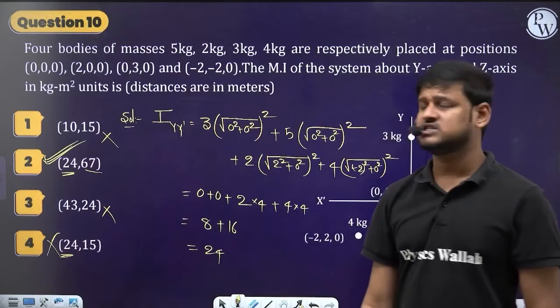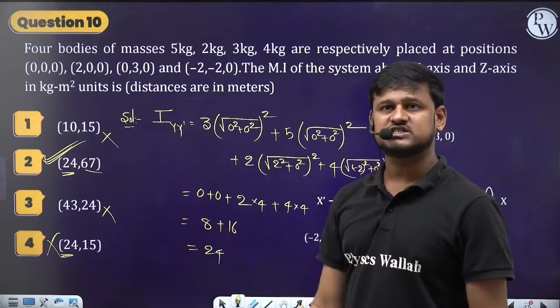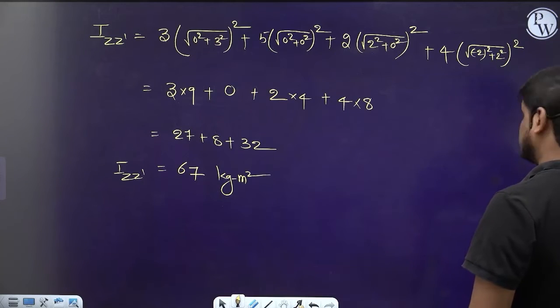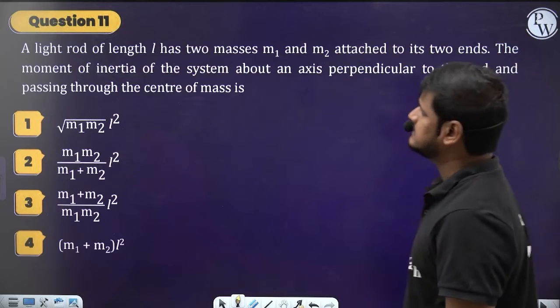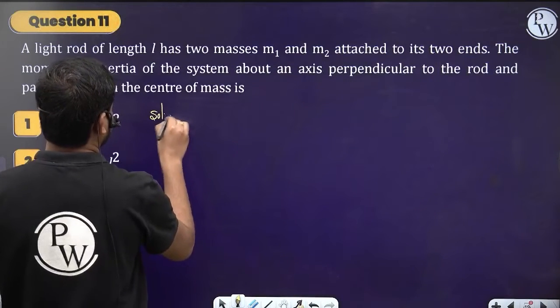Understood? So this is about the moment of inertia of a system of particles. Understood? Chalo, let's move further. So let's take question 11. What does the question say here?